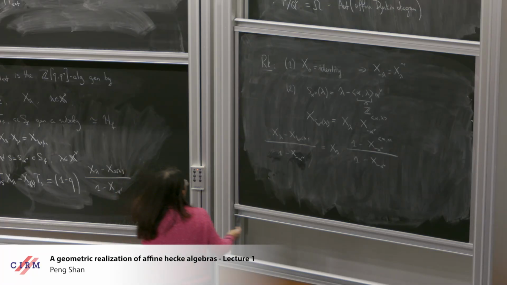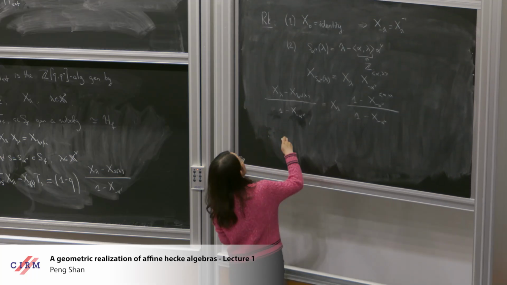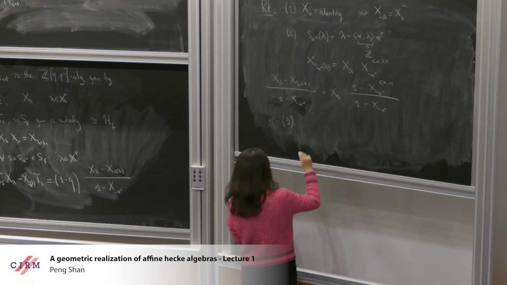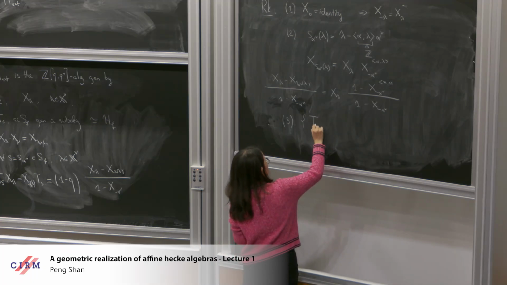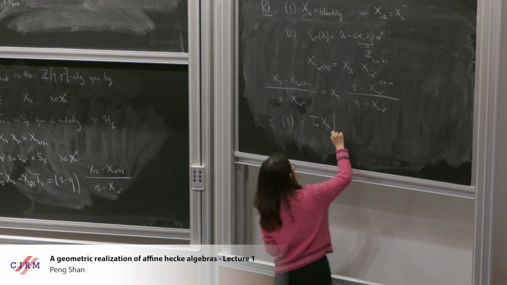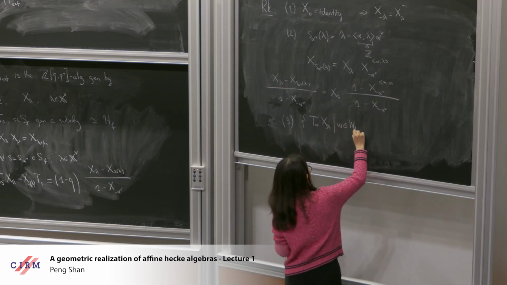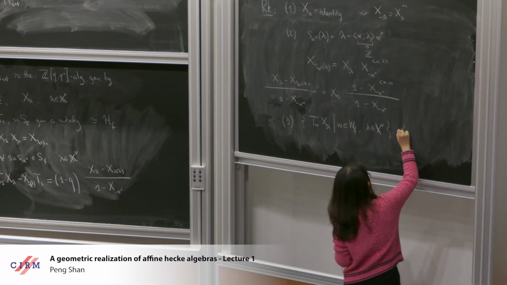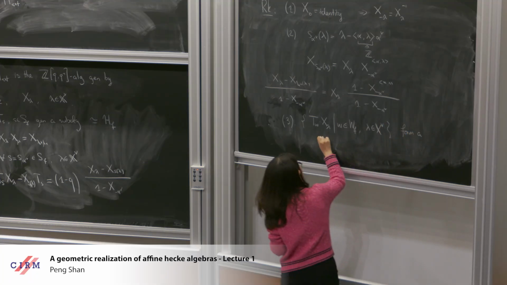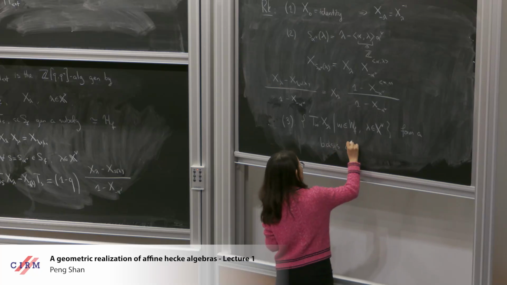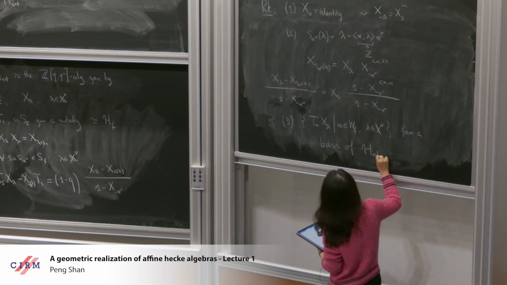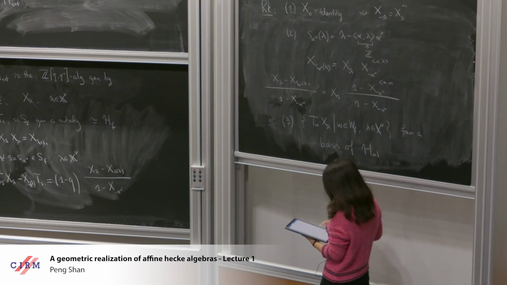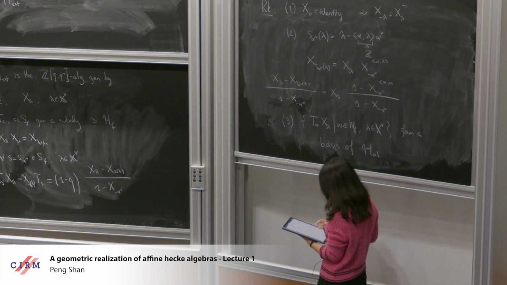All right, maybe one more remark is that, as you can notice, well, maybe you need some work to notice, that these elements T_w times x lambda, for w in the finite Weyl group and lambda in this cocharacter lattice, they form a basis of this extended Hecke algebra.